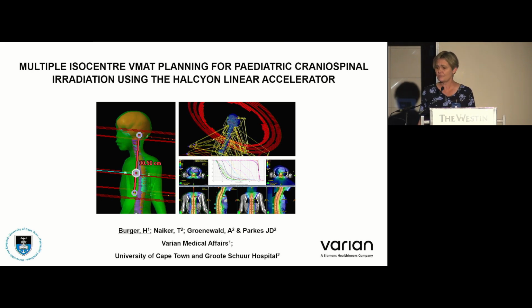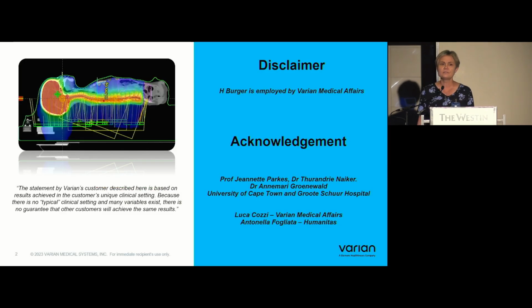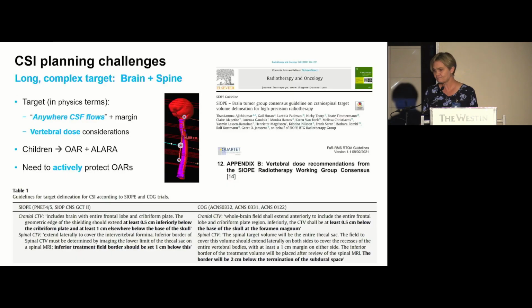So this is, I can't even call it a study. It was a bit of an investigation to take a look and just see how would you approach craniospinal irradiation using the Halcyon linear accelerator. And it was done in collaboration with my friends at UCT and Groote Hospital, and also with Luca Cosi and Antonella on Varian and Radicus side.